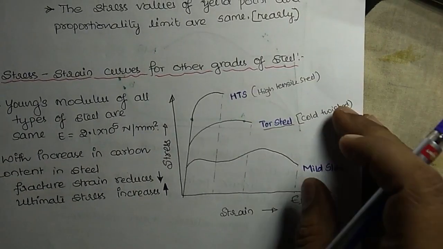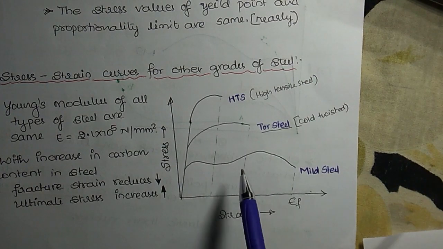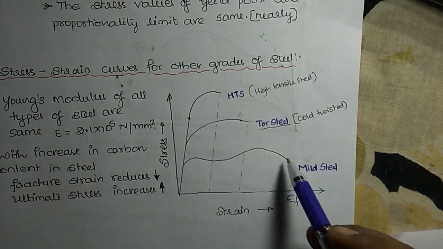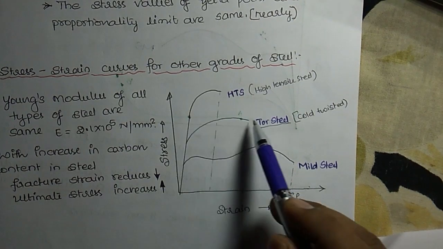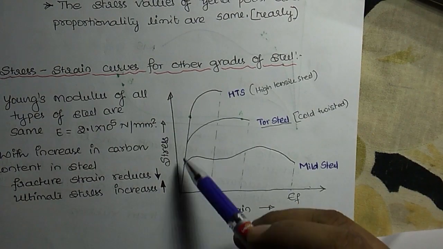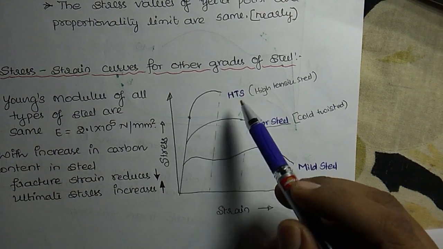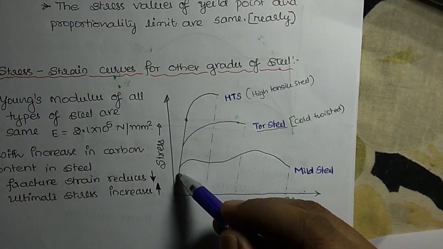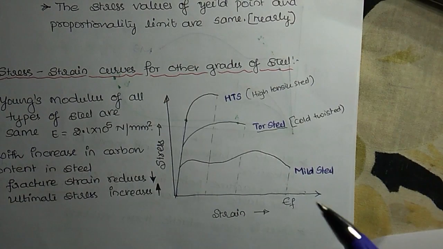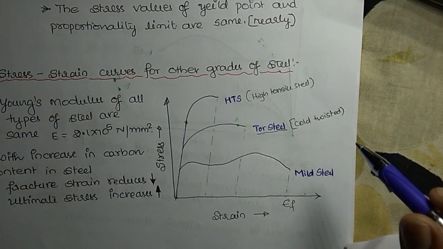Coming to the next point, this is the stress strain curve for other grades of steel. This is the stress strain diagram for mild steel, and this is the stress strain diagram for torch steel. Torch steel is nothing but cold twisted steel. This is the stress strain diagram for high tensile steel. In all the cases you can see the initial lines are the same. That means the stress to strain relationship is the same, so Young's modulus remains the same for all types of steel.